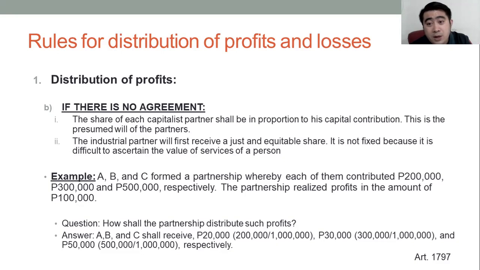So kapag walang agreement, class, kasi number one palagi, susundin palagi yung agreement ng mga partners dun sa profit sharing. Kapag walang agreement sa profit sharing, then ito yung gagawin. Depende dun sa share sa partnership capital.